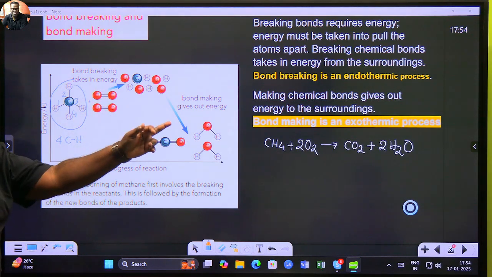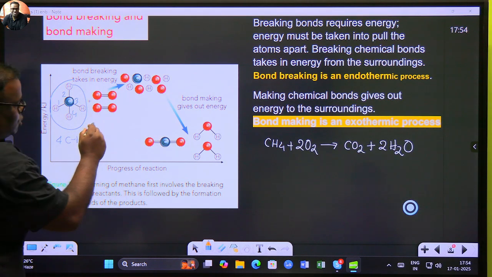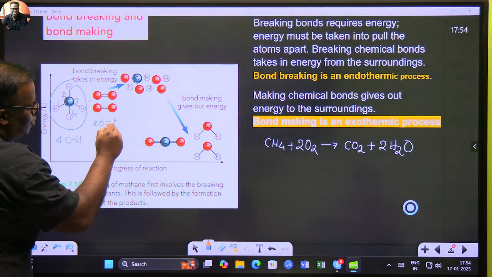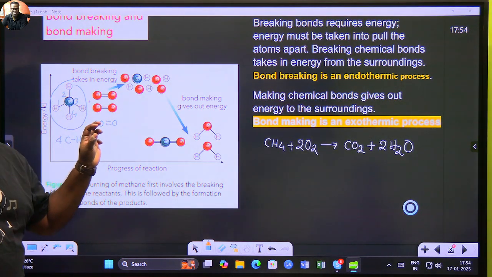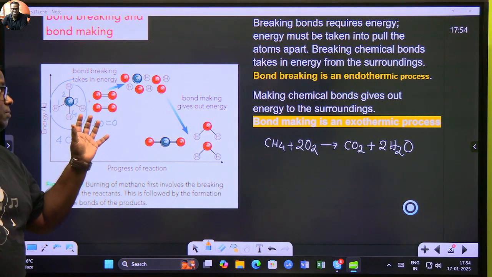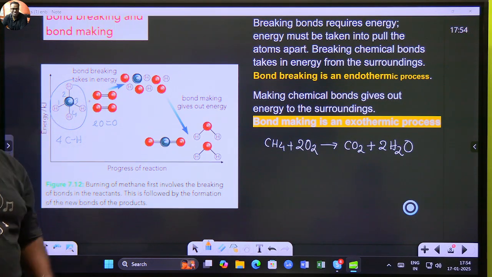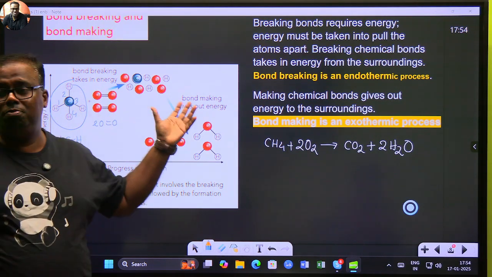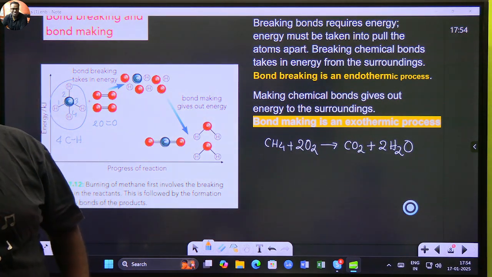Oxygen to O2. Each O2 is a covalent bond. So we are breaking 2 O double bond O. This much you are breaking. इसमें आपको क्या करना पड़ेगा? Bond breaking takes in energy. आपको energy देना पड़ेगा. इसके बाद whenever bonds are formed, when bond is formed, do you attain stability or not?